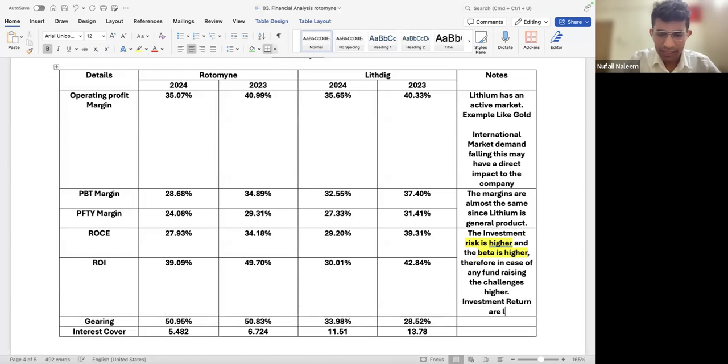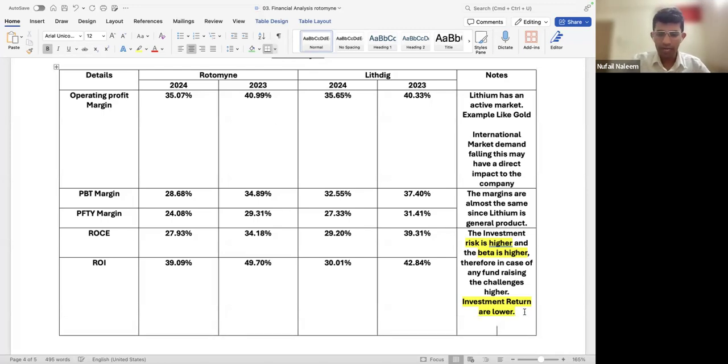Returns are what, students? Lower. Can I quickly get a confirmation from you all in the chat box? If you understand, the risk is higher, the beta is also higher, but the investment risk is lower. So in this case, even the bank will have an issue giving a loan. We may even have an issue going through a rights issue. So this will be the exam question: how are you going to handle a tough situation like this as management on raising funds?